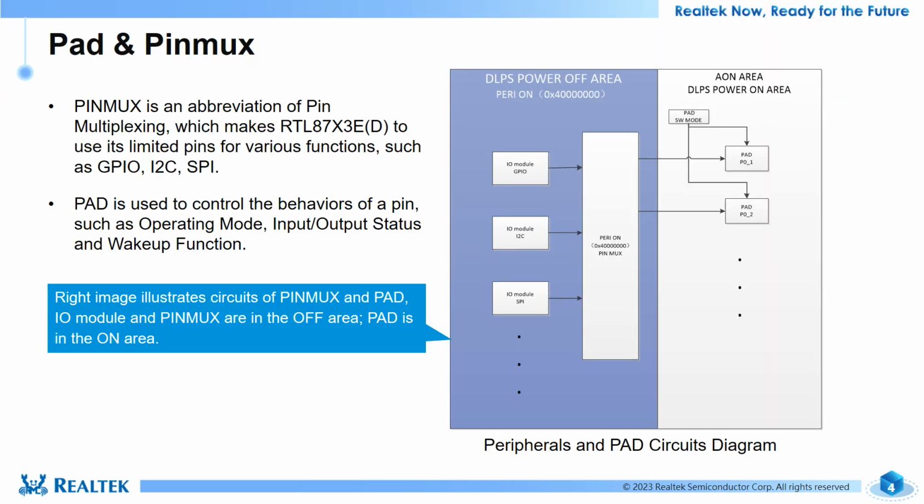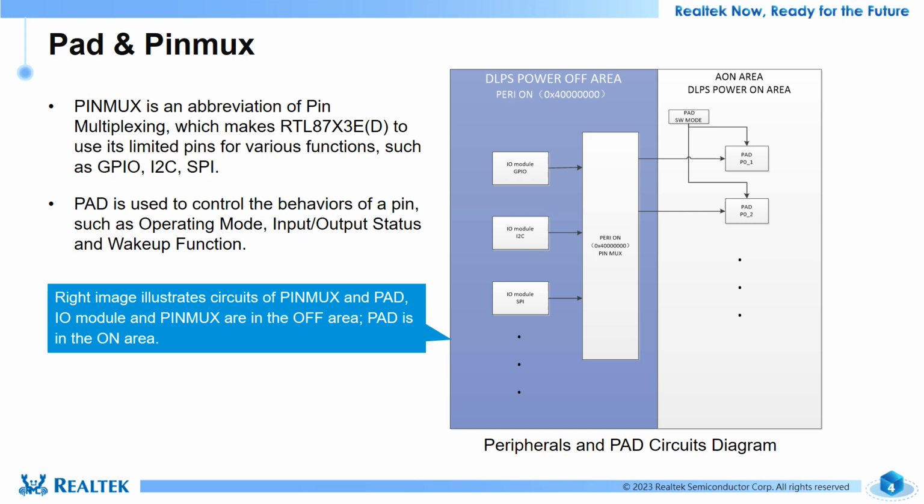PINmux is an abbreviation of pin multiplexing, because the SoC has a limited number of pins. Pin multiplexing allows the SoC to use the limited pins for various functions, such as SPI, I2C, and GPIO. PAD is used to control the behaviors of a pin such as pull up or pull down, output high or low level, and wake up functions.